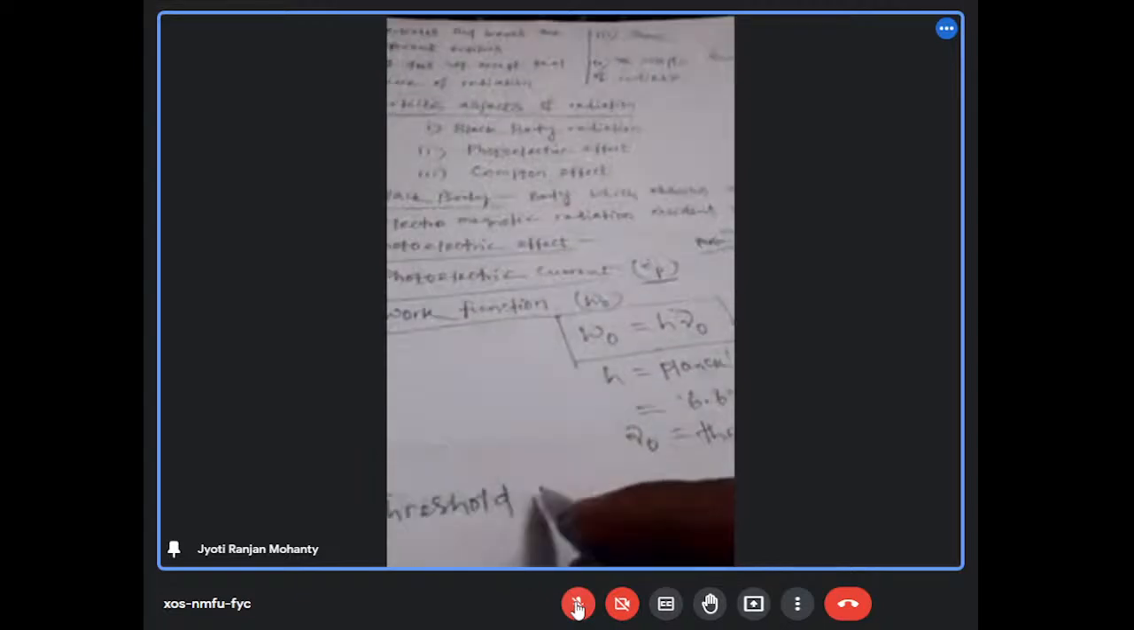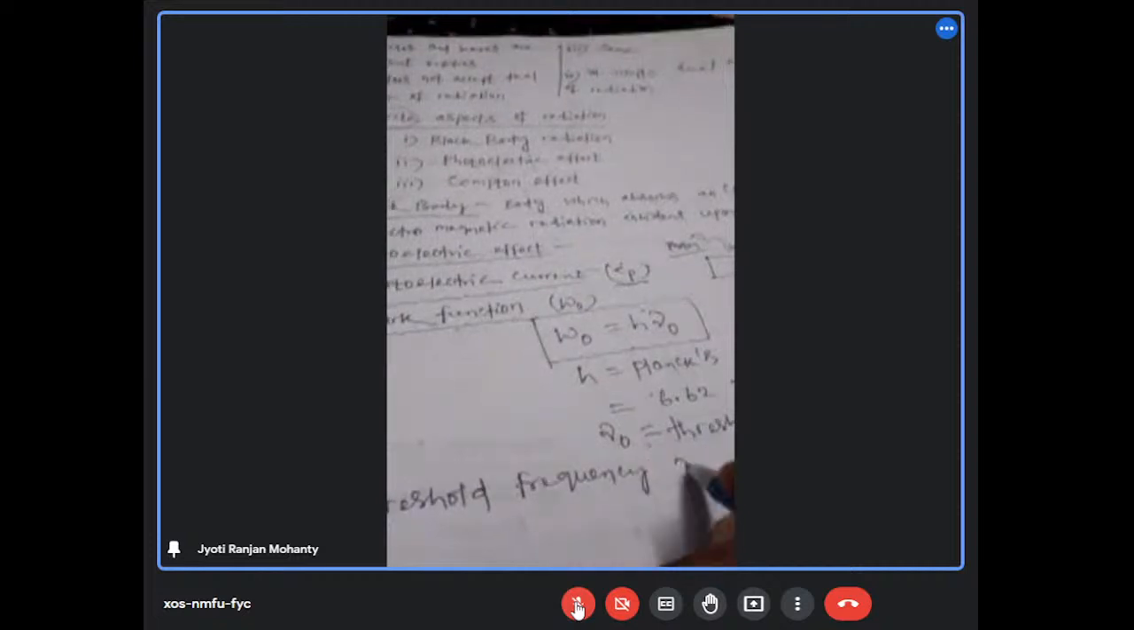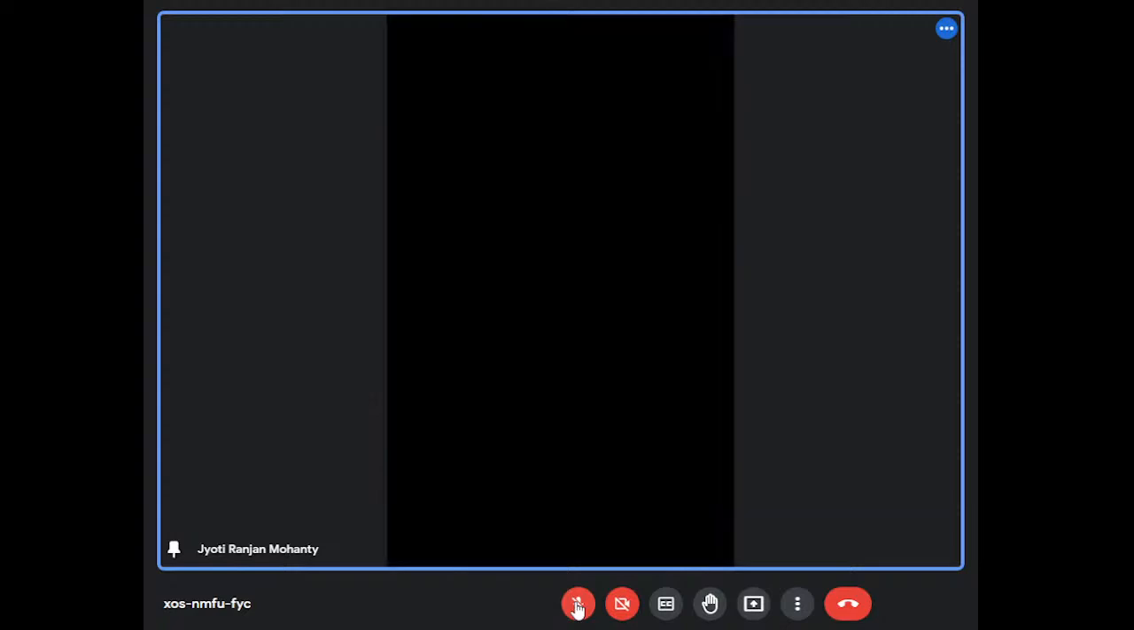So next point, what is threshold frequency? The minimum frequency due to which photoelectric effect occurs is called threshold frequency.